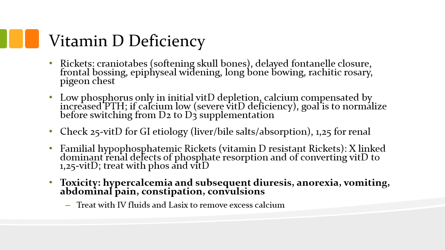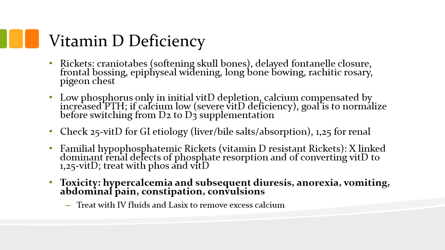Vitamin D deficiency causes frontal bossing, epiphyseal widening, long bone bowing, rachitic rosary, and craniotabes or soft skull bones. Vitamin D deficiency is also called rickets. Initially, phosphorus will also be low until parathyroid hormone increases to break down bones and increase the calcium and phosphorus.